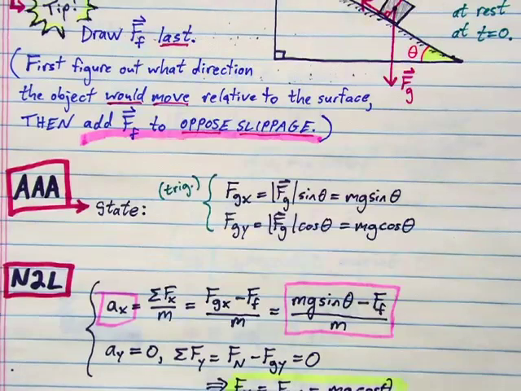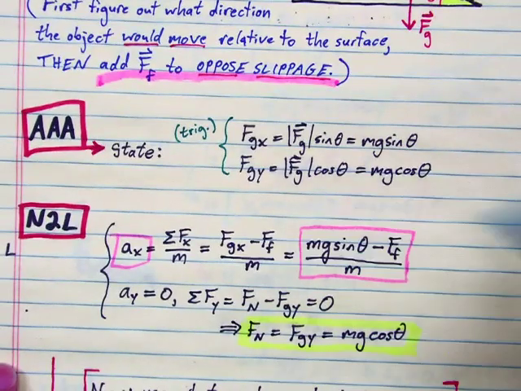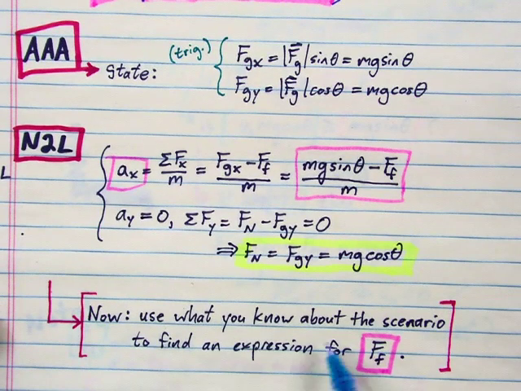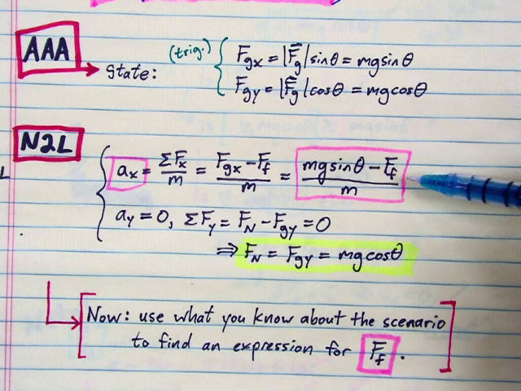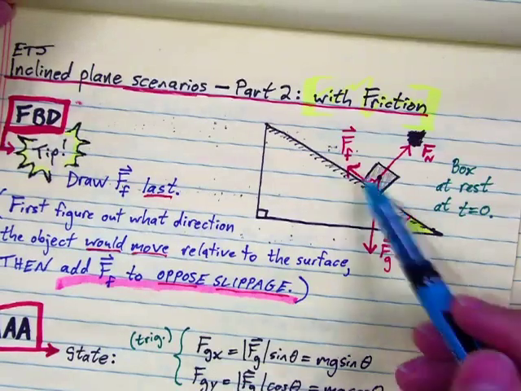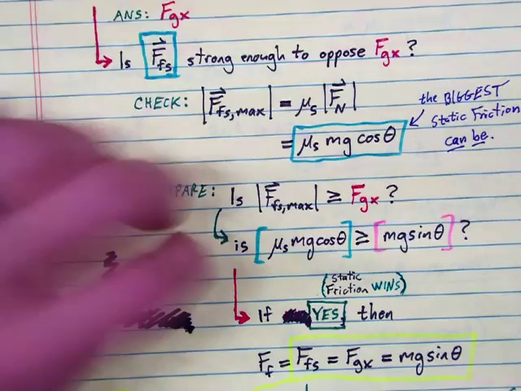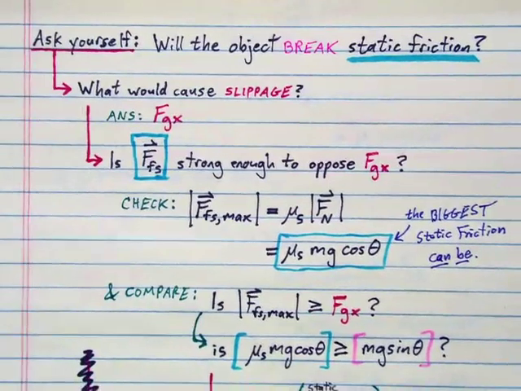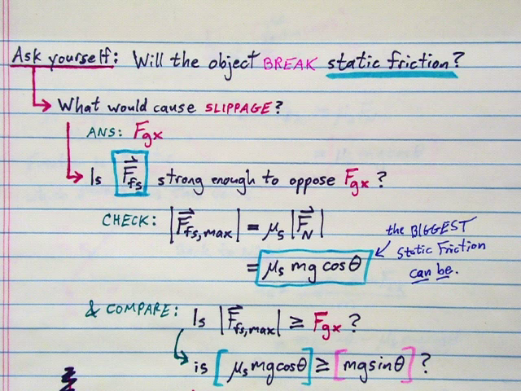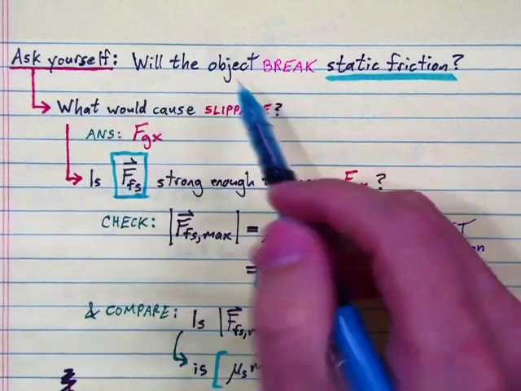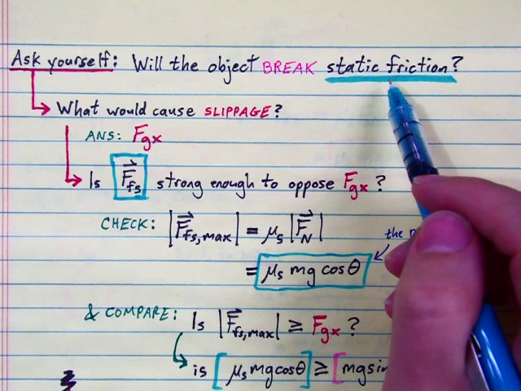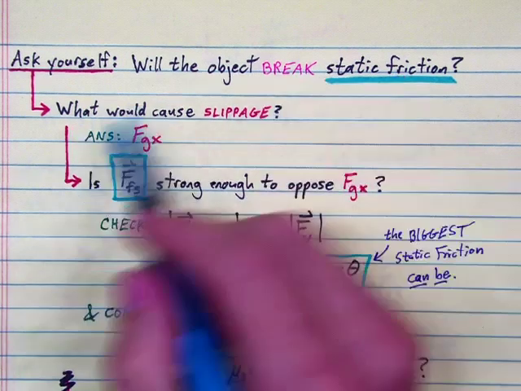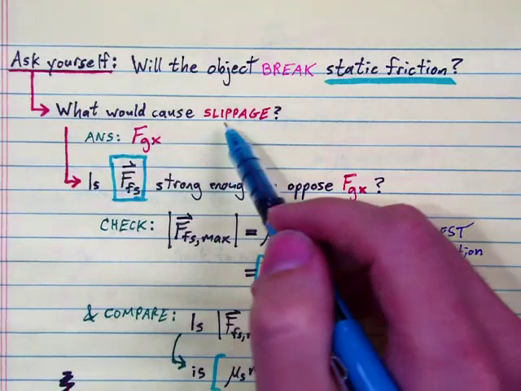Okay. Now that we've written these expressions from Newton's second law, use what you know about this scenario here to find an expression for that force of friction. Let's examine and consider this force of friction between the block and the ramp. So you'll have to ask yourself, this begins a thought process that's a bit like a decision tree. Ask yourself, will that object break static friction? If you release it from rest on the ramp, is it just going to stay put? Will friction hold it there? Or will it start to slip?